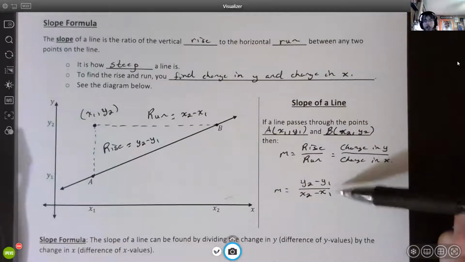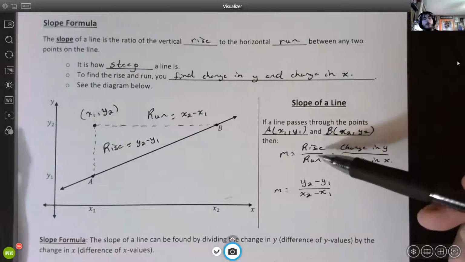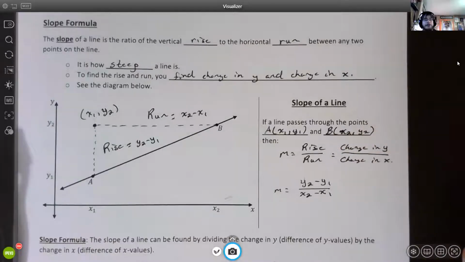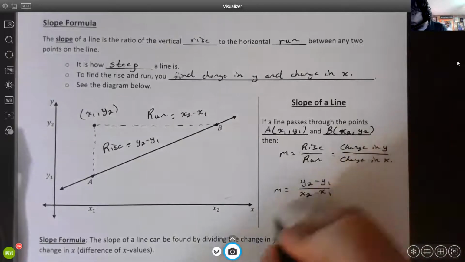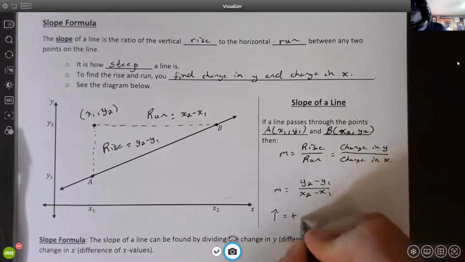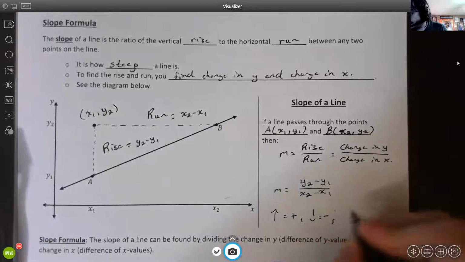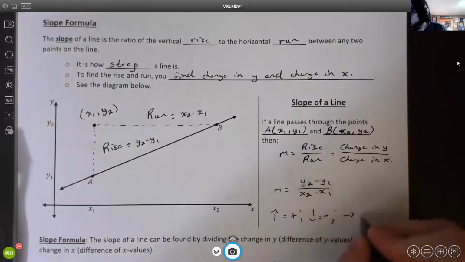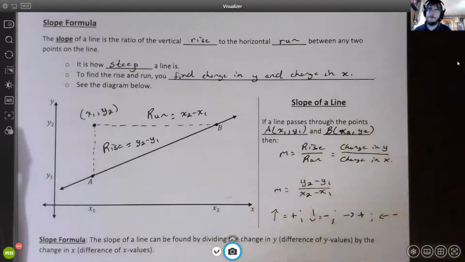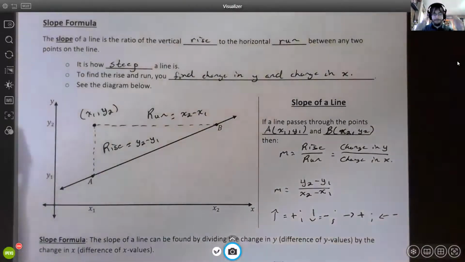So this is the algebraic way. This is if you're given 2 points. And this is your graphical way where you count the spaces to find your rise over your run. Don't forget your signs. If you count up, you go positive. If you count down, that's negative. If you go right, that's positive for the x's. And if you go left, that's negative.